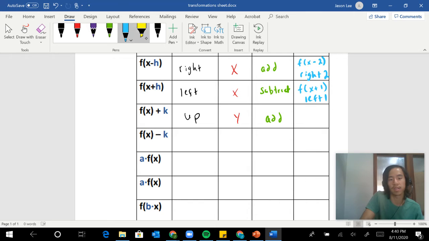All right, let's think of an example here. Let's say you've got f of x plus 3. This is going to be up 3.